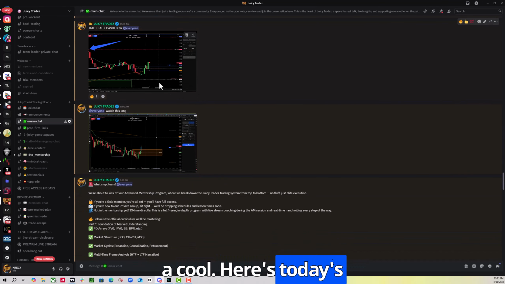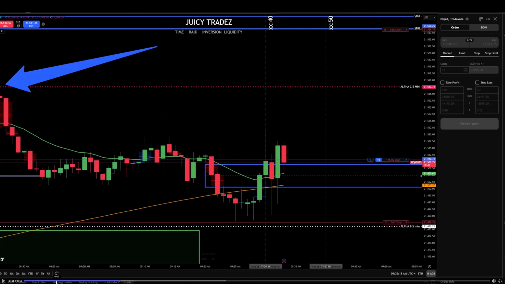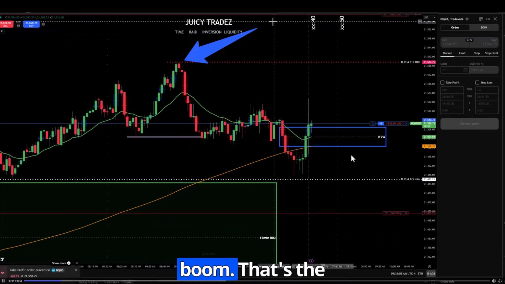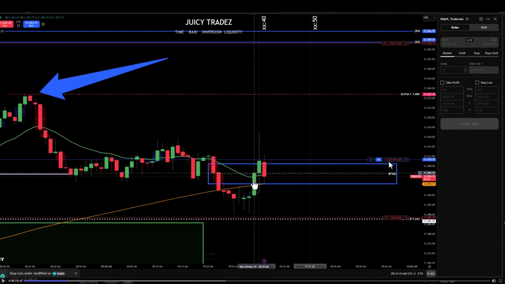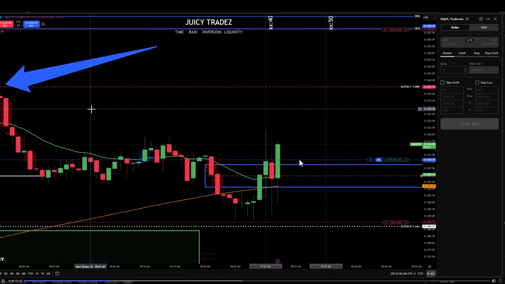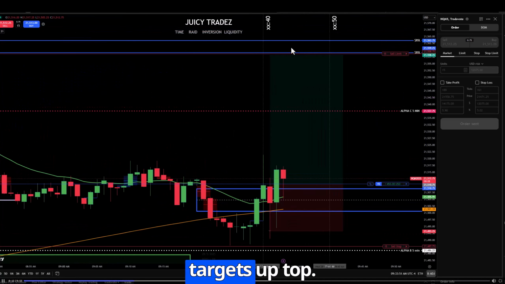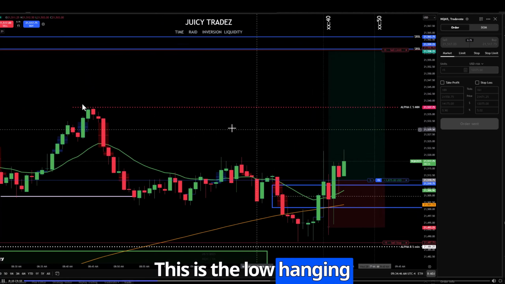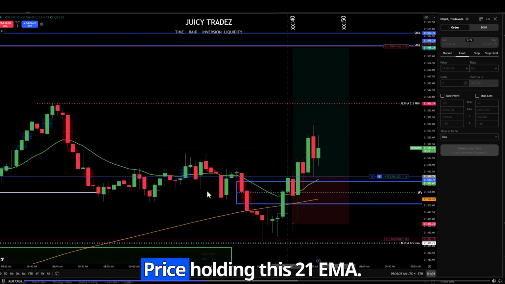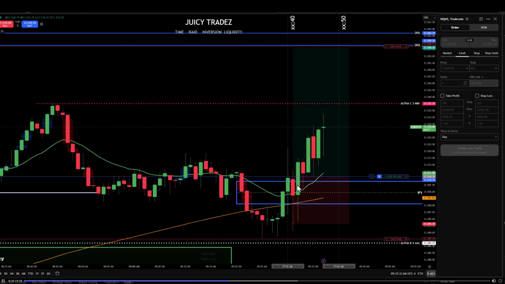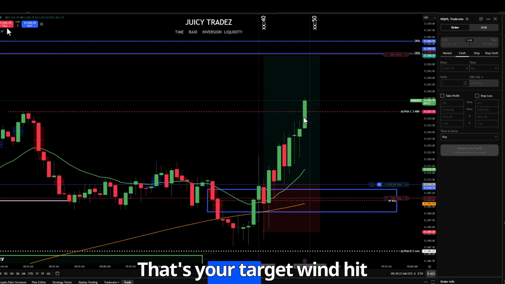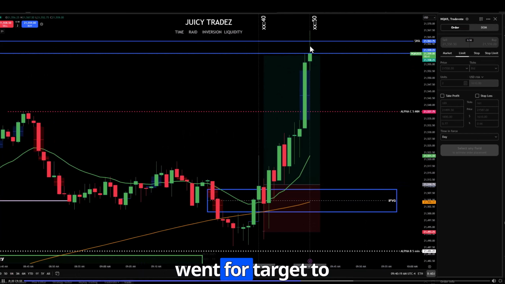Okay, cool. Here's today's execution. Same play, same gap. Boom. That's the execution. We're long right here. In the play, stops at the bottom right here, as I just outlined. Targets are up top. This is the low-hanging fruit to the left. We did scale out on the way up. Price holding this 21 EMA. So here we go. Here's delivery to our low-hanging fruit. That's your target 1 hit, and price immediately went for target 2.